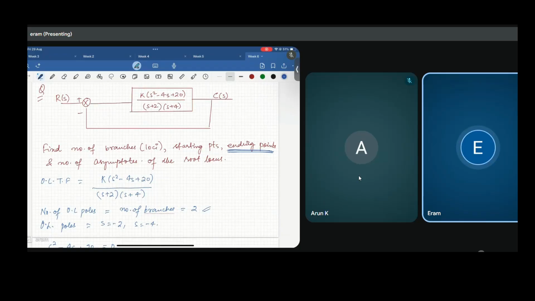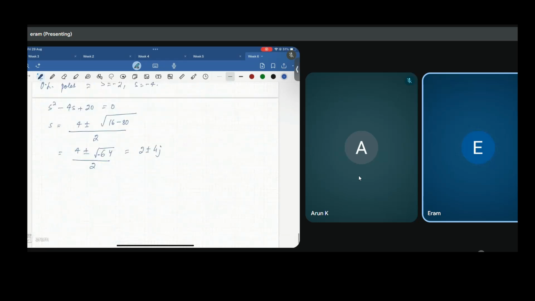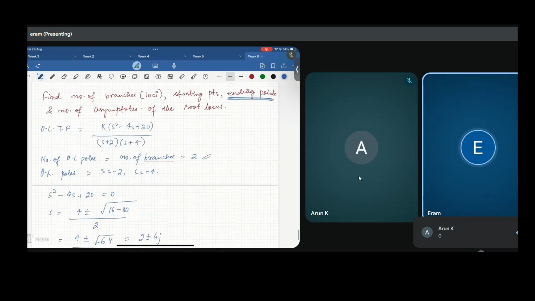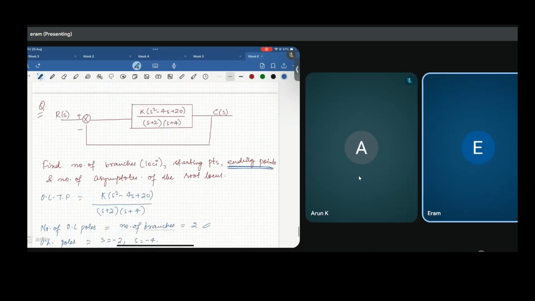And what is the number of asymptotes? The number of asymptotes is nothing but the number of poles minus the number of zeros, which in this case is 2 minus 2, which is 0, because we have an equal number of zeros and poles.